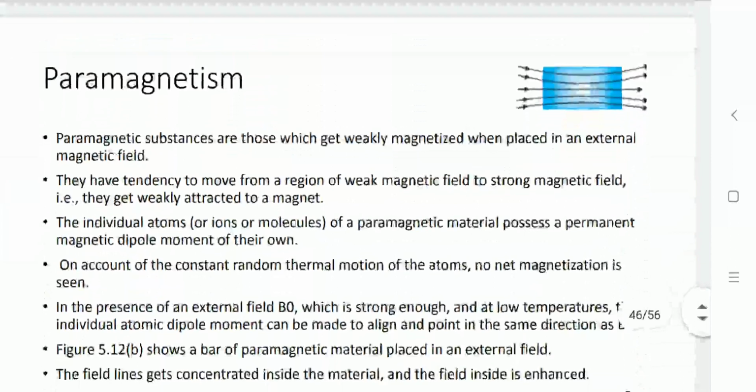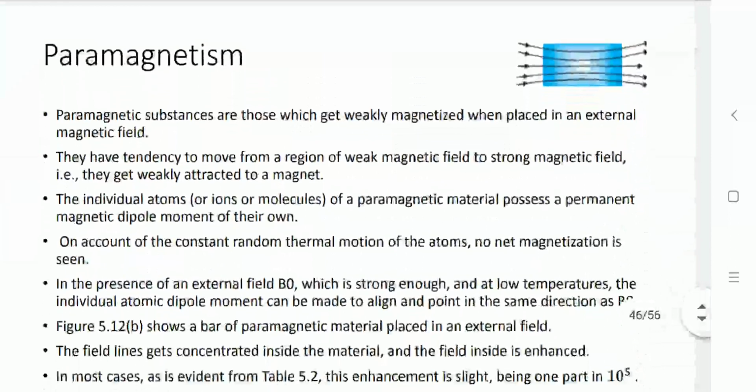Now, next, paramagnetism. Paramagnetic substances are those which are weakly magnetized when placed in a magnetic field. When we provide an external field, they have the tendency to move from a weak magnetic field to a strong magnetic field. So in that case, a weak magnet can attract.